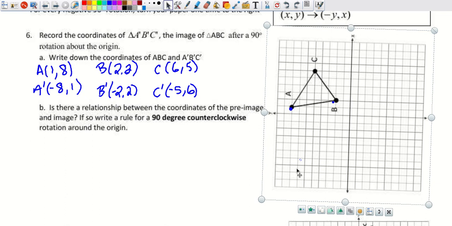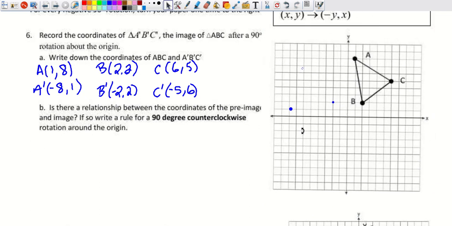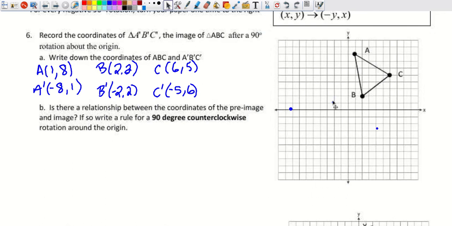So you can either turn your paper, read the points, turn it back to normal, and then graph them. Totally cool. I'll leave that up to you. Or you got to do the swap and op, okay? So it's your call.